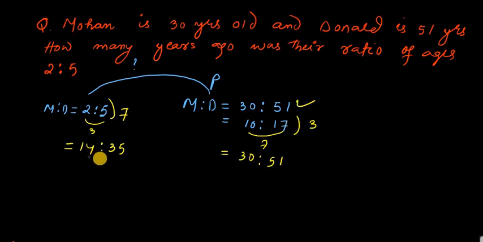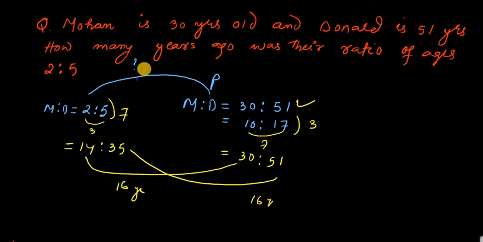So Mohan is 14 years from 30 years, and then 30 minus 14 is 16 years. So 16 years ago, Mohan to Donald the ratio was 2:5. That is how many years ago.